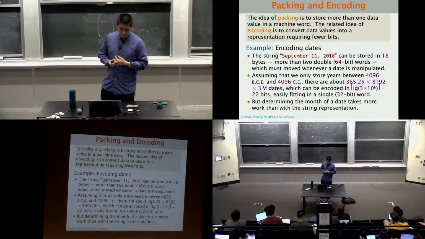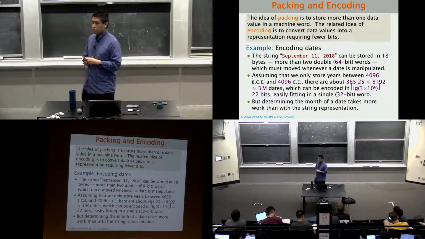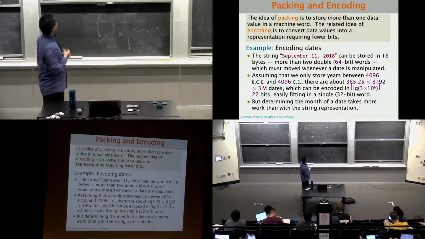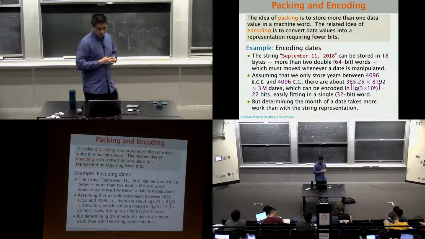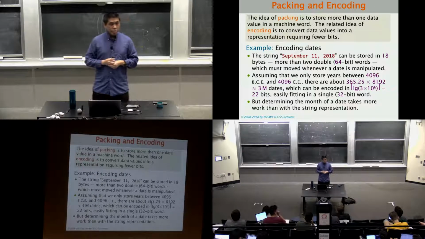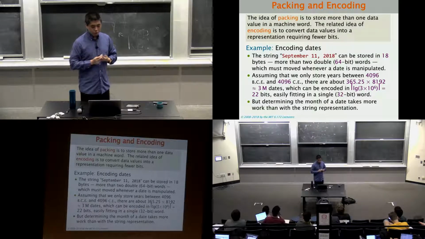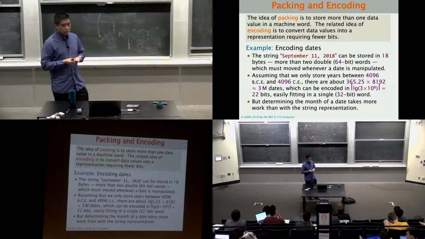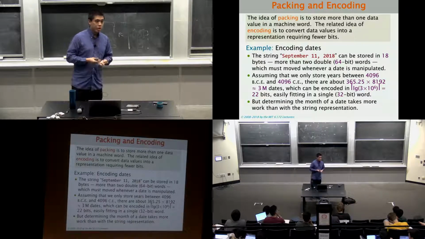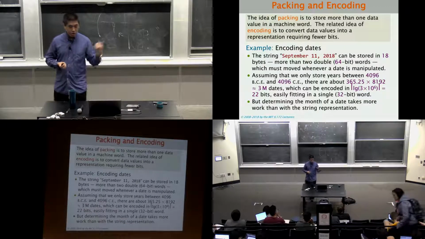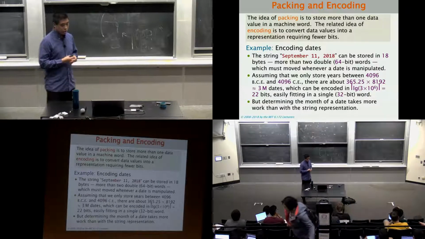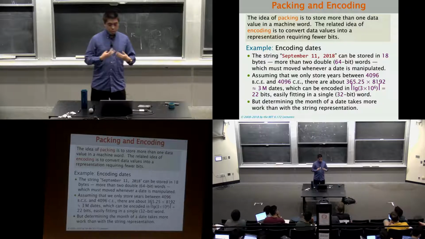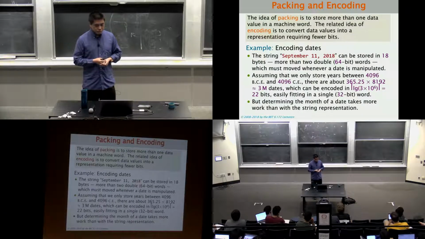So let's look at an example. Let's say we wanted to encode dates. So let's say we wanted to encode this string, September 11th, 2018. You can store this using 18 bytes. So you can use 1 byte per character here. And this would require more than 2 double words because each double word is 8 bytes or 64 bits, and you have 18 bytes. You need more than 2 double words. And you have to move around these words every time you want to manipulate the date.